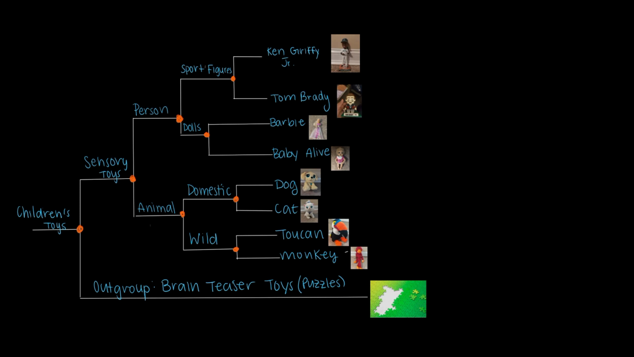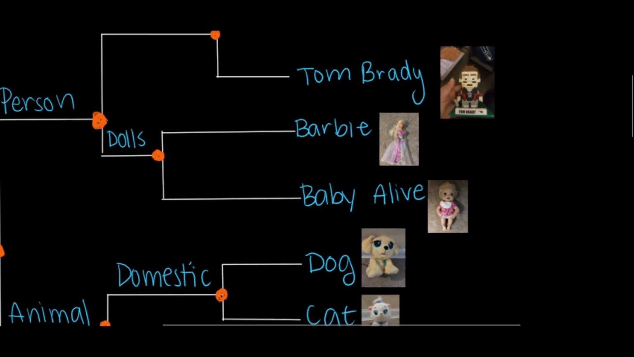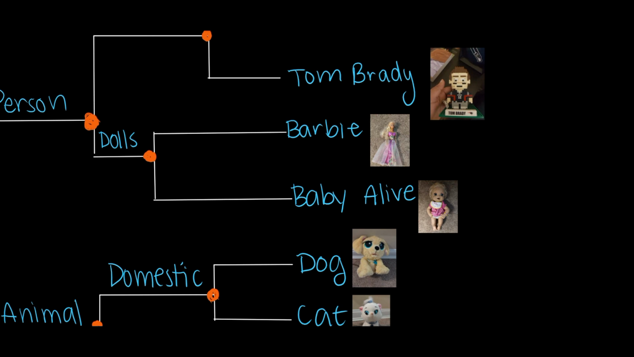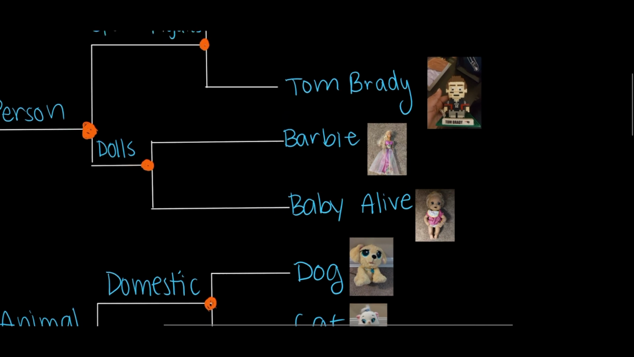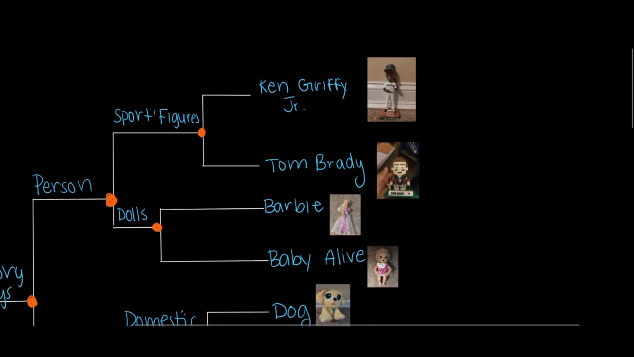The most recent common ancestor is the most recent individual from which the other individuals descended. They are represented by the internal nodes, which in this tree are the orange dots. So if we look at our phylogenetic tree, the Barbie and the Baby Alive's most recent common ancestor would be the dolls.